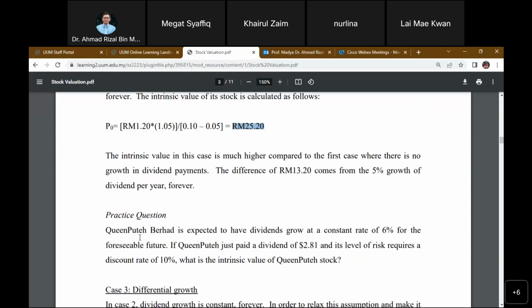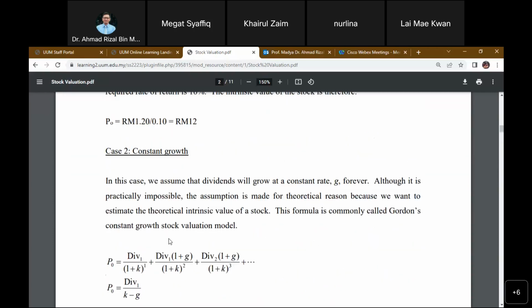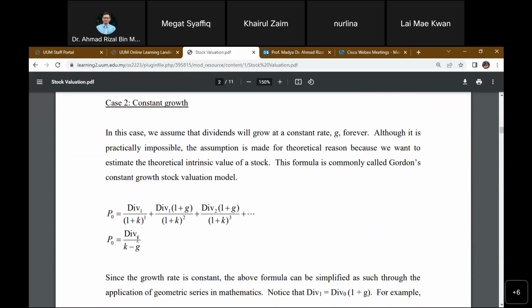Practice question. This company is expected to have dividends grow at a constant rate of 6% for the foreseeable future. Various terms are used: infinitely, forever, for a very long time, for the foreseeable future. They all mean the same. It means that you have to apply this constant growth rate formula, the Gordon constant growth model. P equals D1 divided by K minus G.